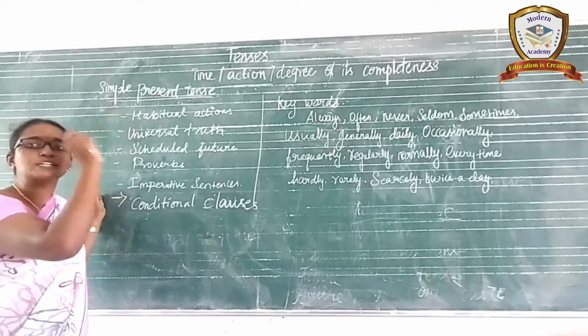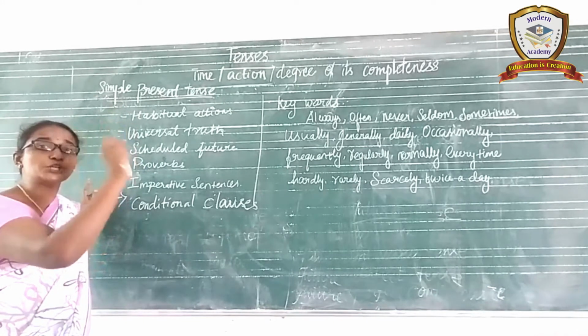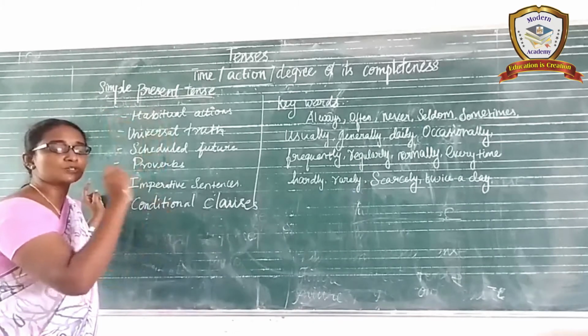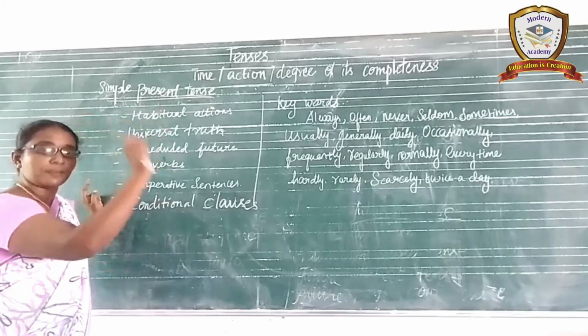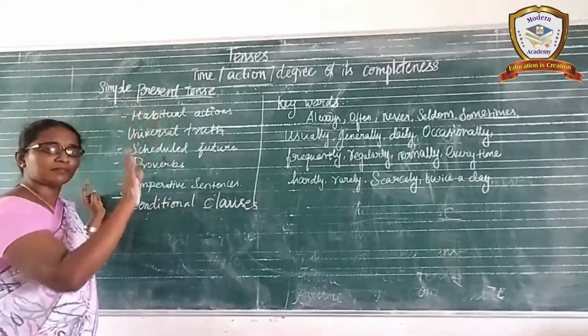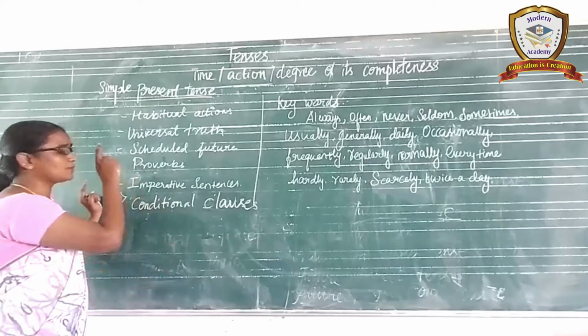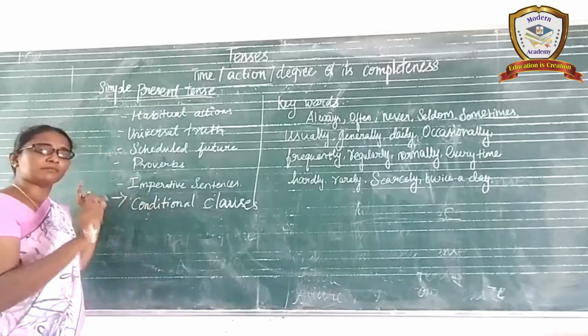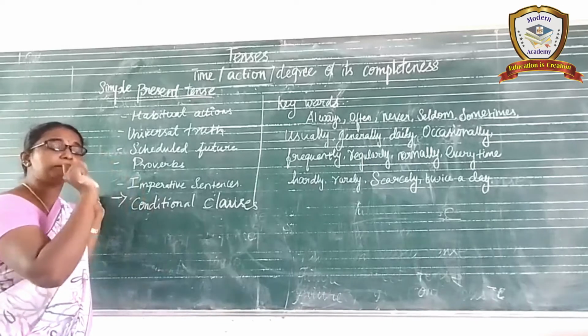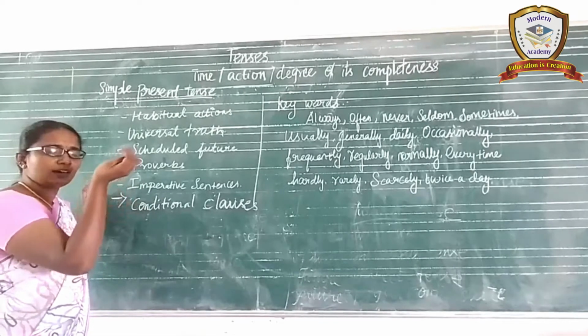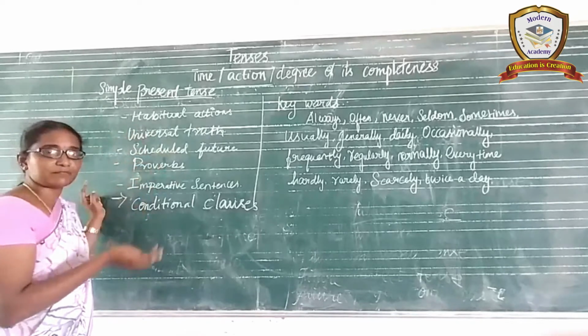Understand, it indicates an action that is sure to happen in the near future. The school reopens on Sunday. The schools and the colleges reopen on Monday in Tamil Nadu. And the next one, proverbs: for all the proverbs, we should use the simple present tense. Time and tide wait for no man. Where there is a will, there is a way.